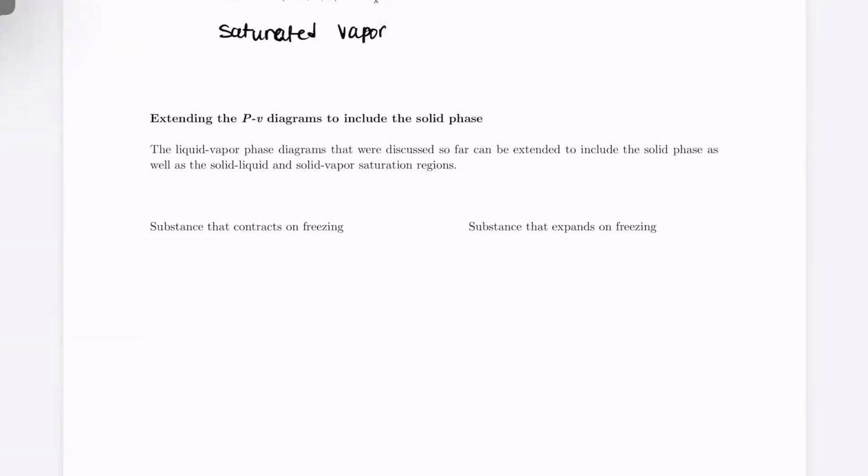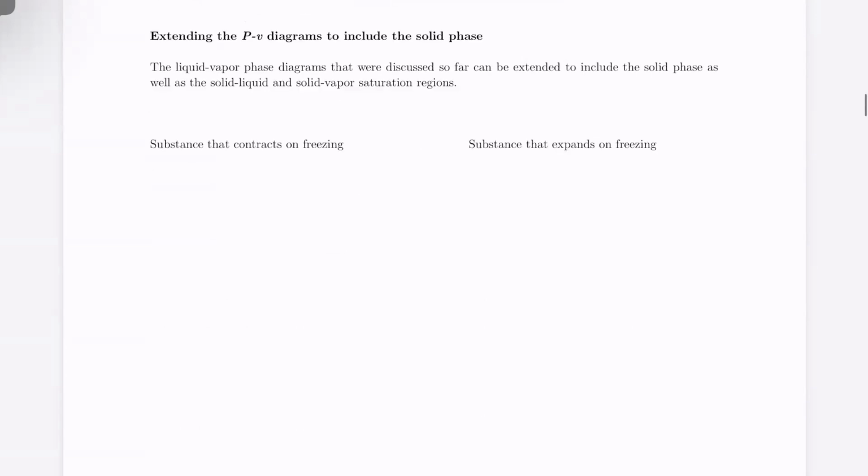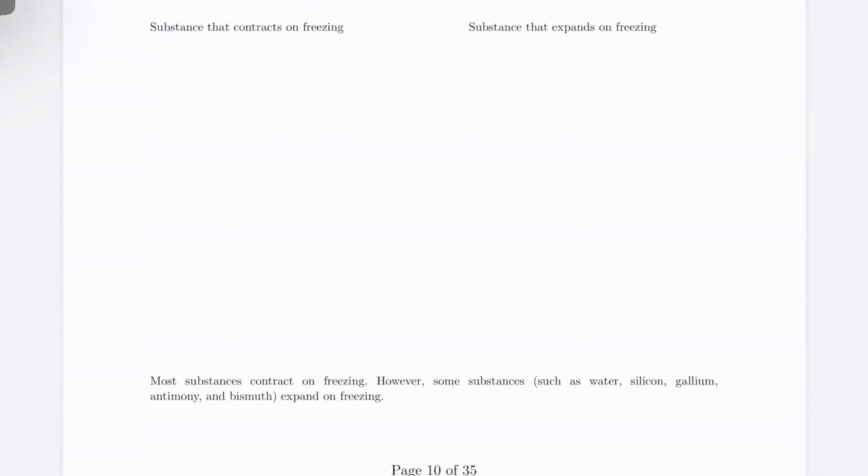Let's extend this diagram, our PV diagram, to include the solid phase. The liquid vapor phase diagrams that we looked at so far included compressed liquid up to a vapor, but they didn't have the solid in there, right? So we can also include the solid liquid and then the solid vapor saturation curves. We can go from liquid to solid, solid to liquid, and then sublimation is when solids go to vapor. Okay, so for a substance that contracts on freezing, here's what that looks like.